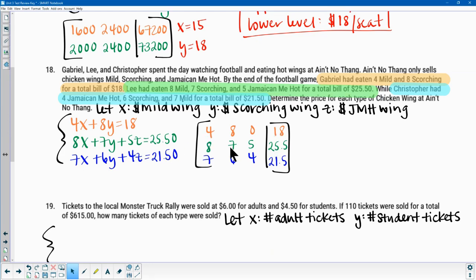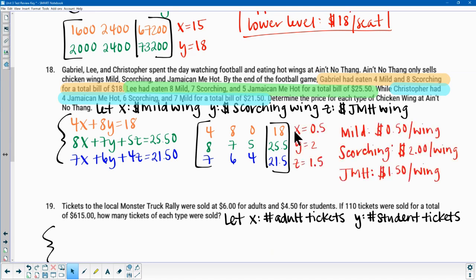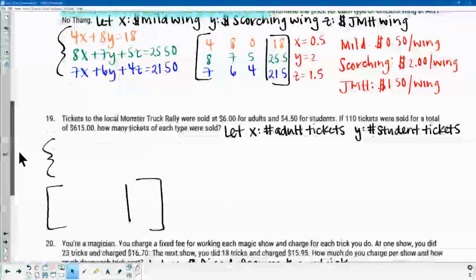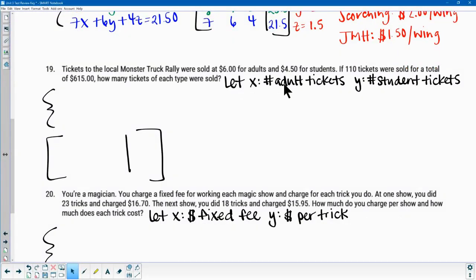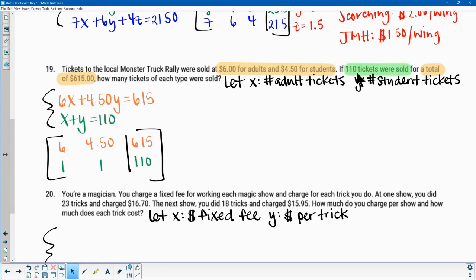I went ahead and put my values into a matrix, did reduced row echelon form. I got x equals 50 cents, y equals $2, z equals $1.50, and that corresponds to my cost for the mild, scorching, and Jamaican Me Hot wings. For 19, I have let x be the number of adult tickets, let y be the number of student tickets, and I'm going to do my first equation based on the cost. So 6x plus 4.50y equals $615. And then I had 110 tickets sold, so x plus y has to equal 110.